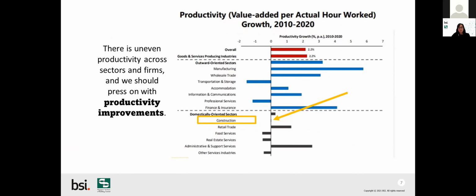Singapore has over the years enjoyed sustained economic growth since independence. Although productivity performance has been weak, as you can see here, in the domestically oriented sectors, especially in the construction, which I've highlighted here, Singapore has actually made good progress since 2010 by developing higher skills in our workforce, growing an innovative economy, and working towards building a distinctive global smart city.